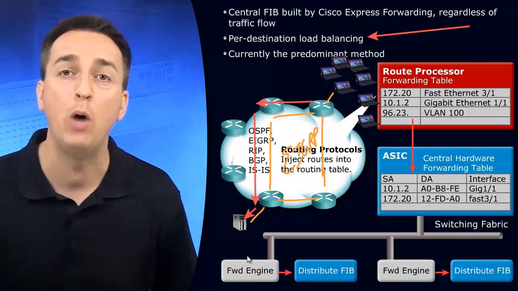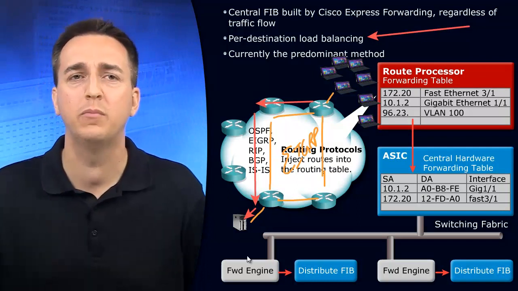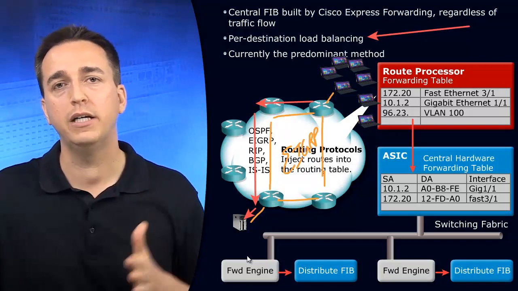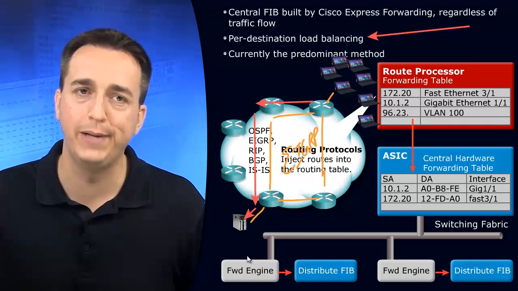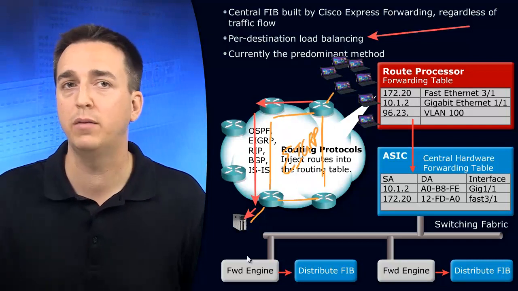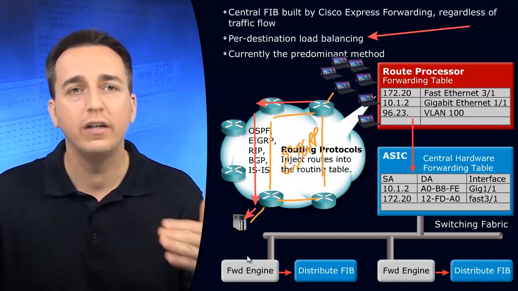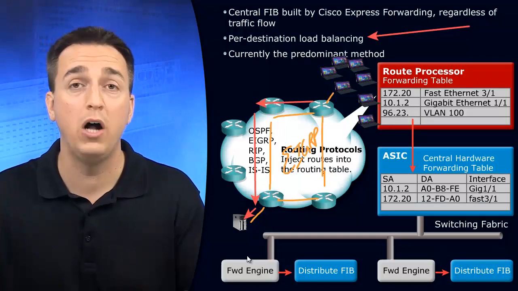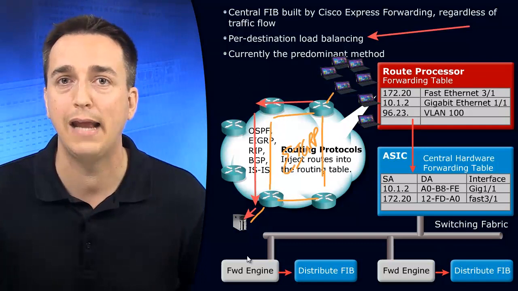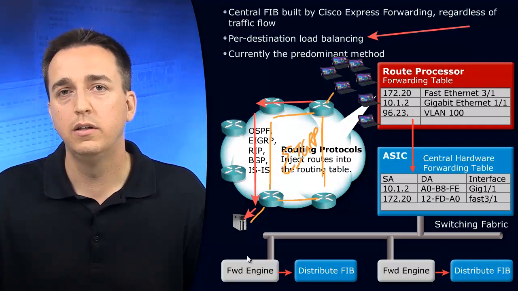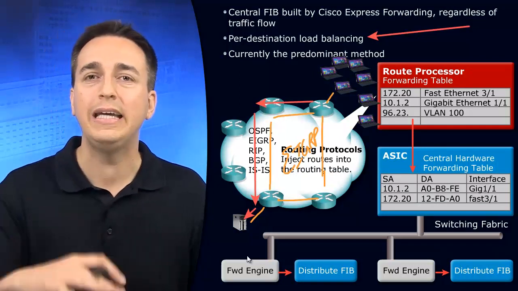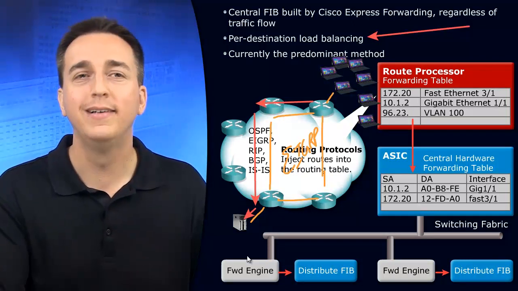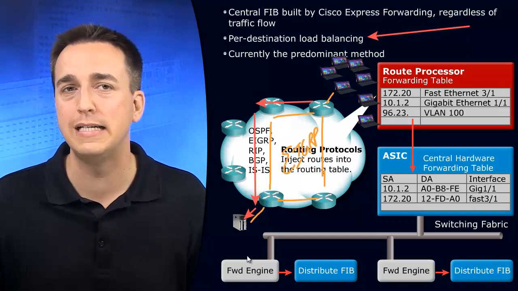This is known as CEF polarization. Just keep that in the back of your mind. CEF polarization. Because of this per destination load balancing, all those packets are taking the same path, even though there's another path that can be utilized. This is going to occur in the environments where you have very few destinations or a small number of destinations, and everybody's going to those same destinations. Or if you have a heavy lean towards a certain traffic flow, then it's all going to take the same path based on the destination.